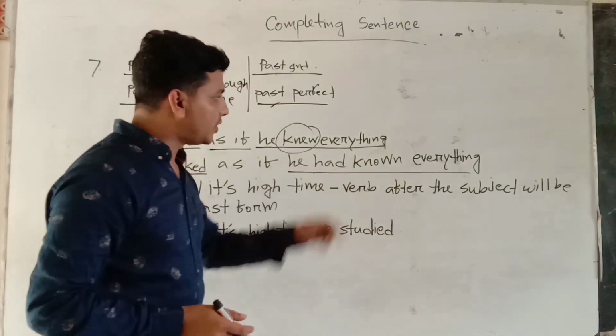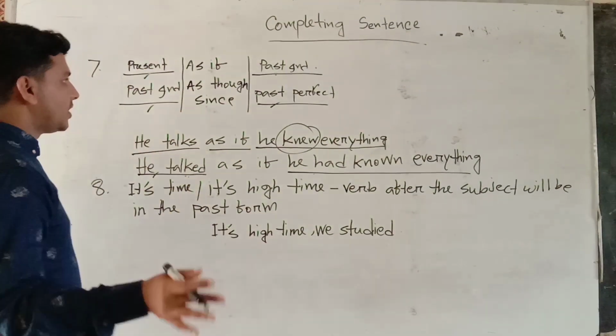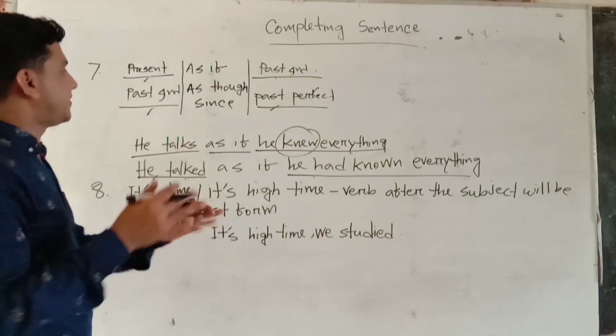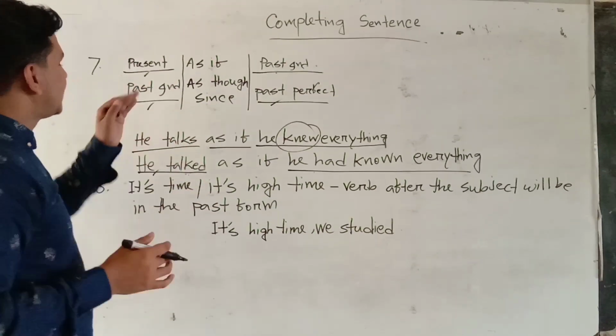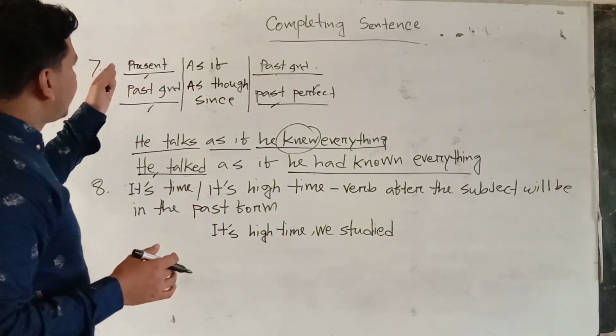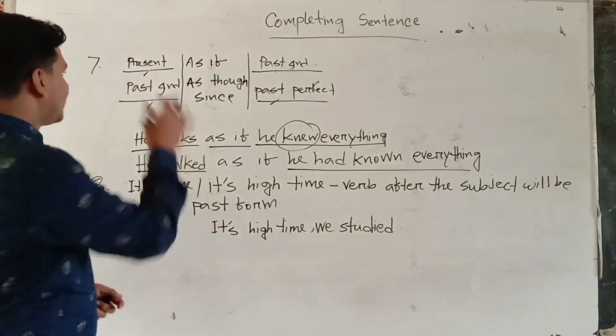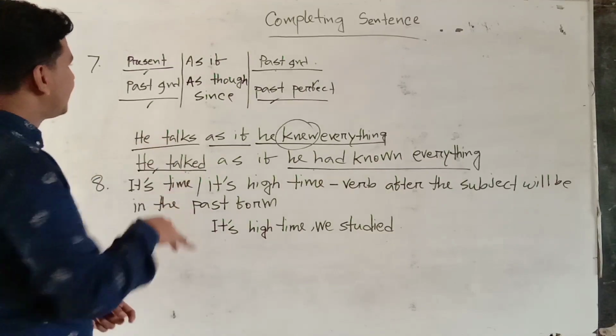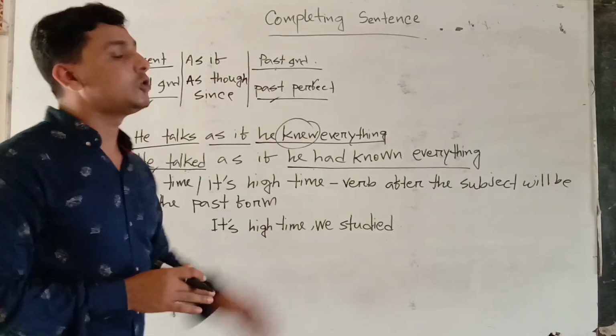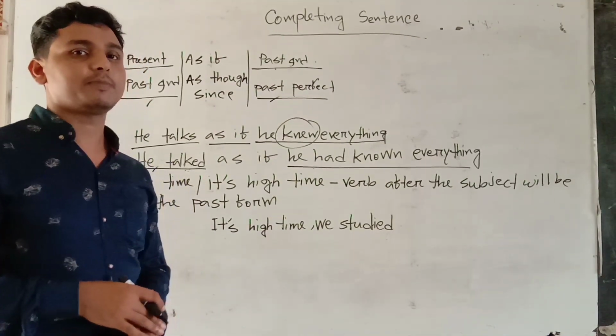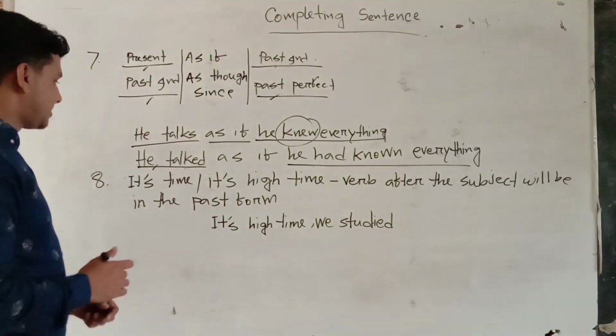This had known everything. Okay. So know the basic difference between two rules. Whenever the first clause is in the present tense, the other clause will be in the past indefinite tense. When the first clause is in the past indefinite tense, the other clause will be in the past perfect tense. Okay.